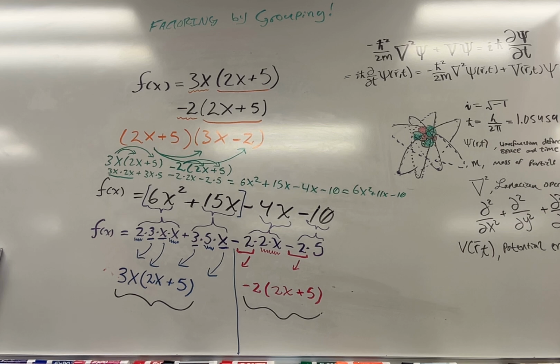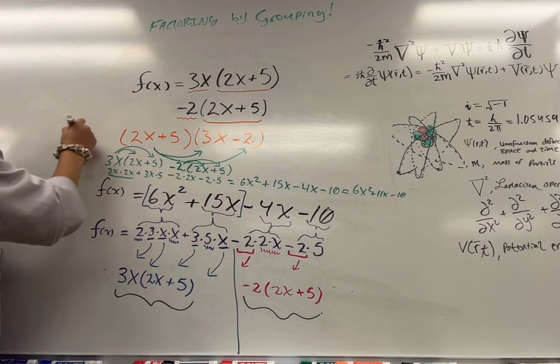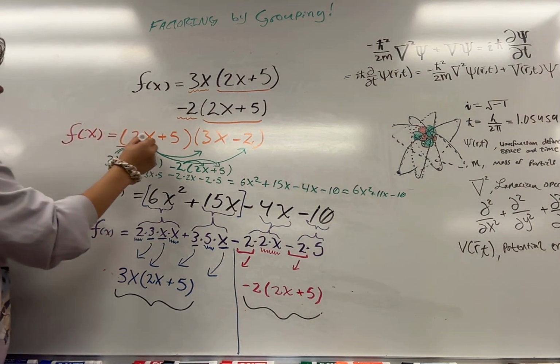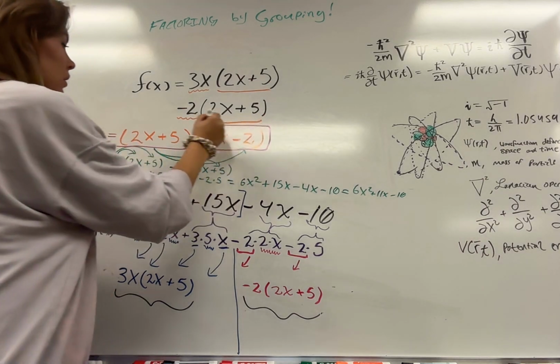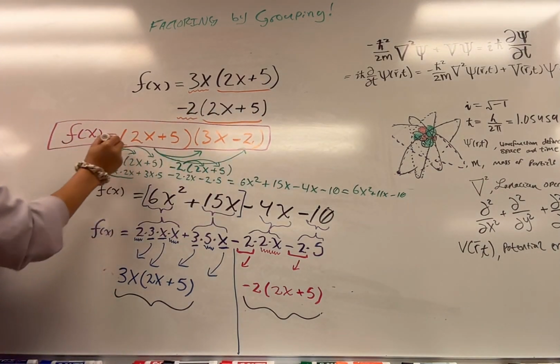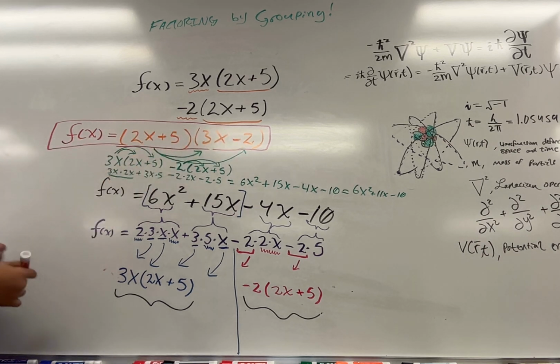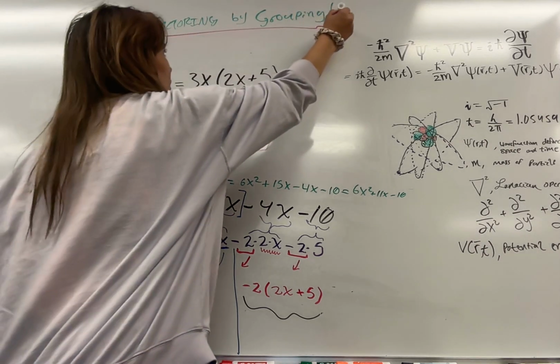And what this tells us is that f of x fully factored is equal to this expression here, 2x plus 5 times 3x minus 2. And that is how you factor by grouping.